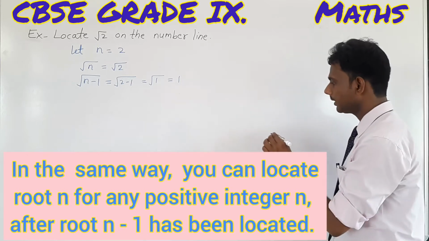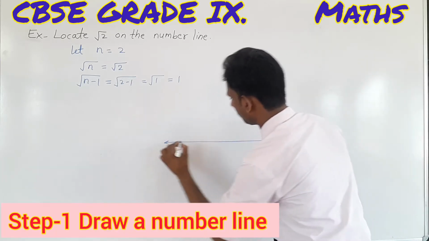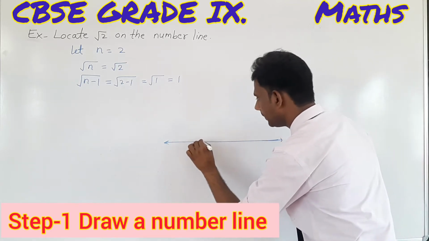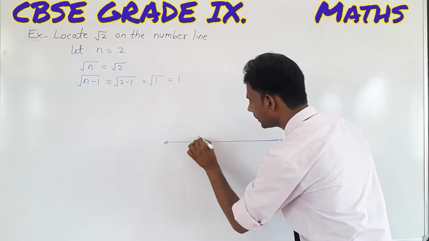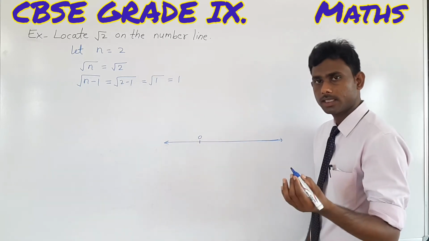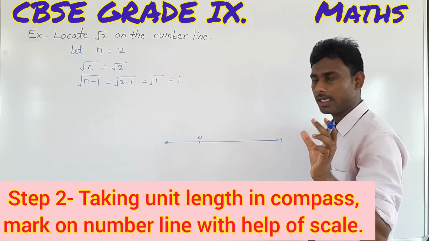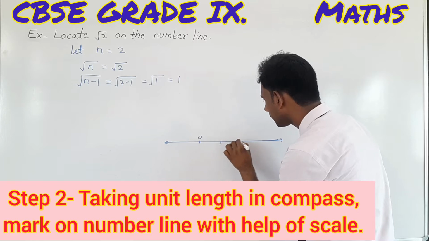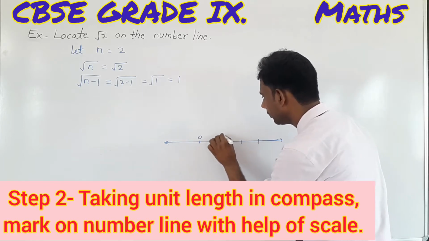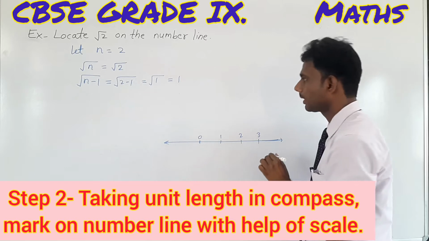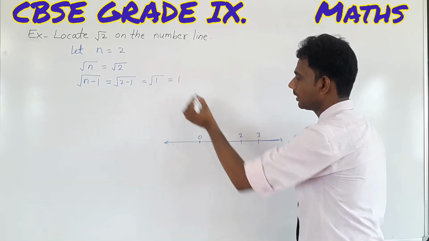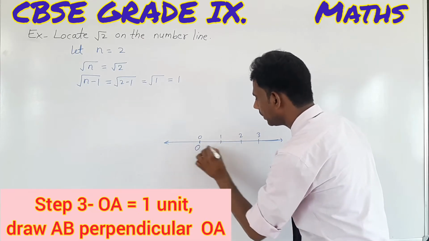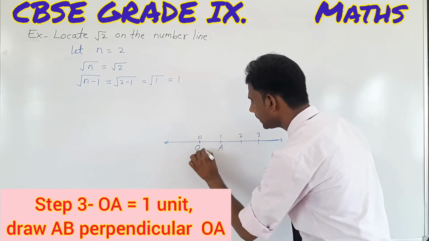Now you draw a number line. Fix one point. This fixed point is 0. With the help of a compass, you take 1 unit distance and cut arcs, marking the lengths 1 unit, 2 units, 3 units. This is the point 1. Now the length of 1 unit, 0 to 1. This is the point O and this is the point A. This length is 1 unit.